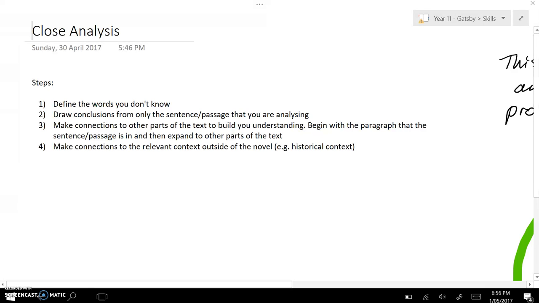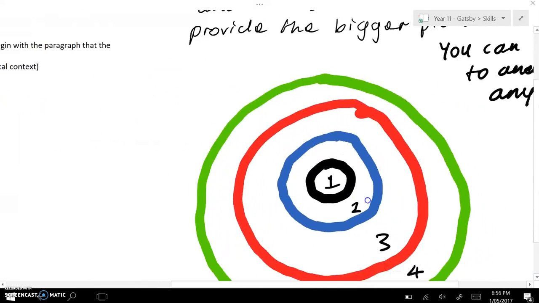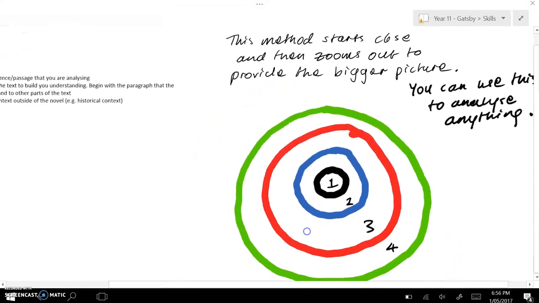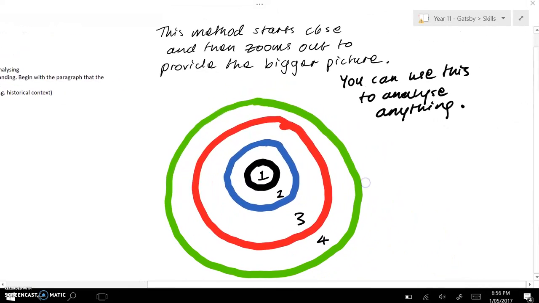Okay? A visual way of thinking about it would be this kind of bullseye, badly drawn diagram. So this method starts close and then zooms out to provide the bigger picture. Again, you can use this to analyze anything. So step 1, defining words, is really at the center because you're just really zooming in and just focusing on the sentence or passage itself. Step 2, which is the blue circle, is again where you're just focusing on that sentence and passage.